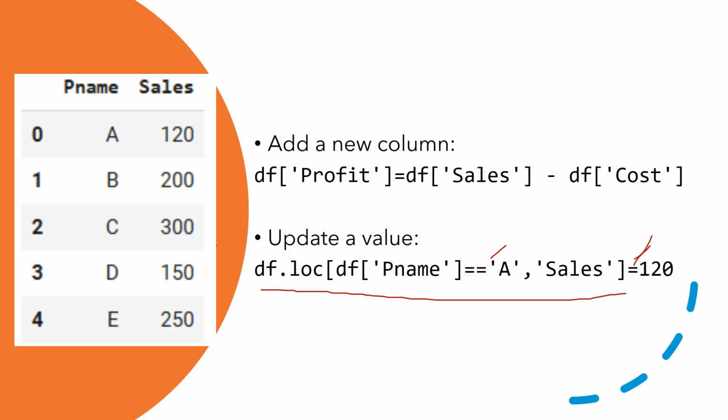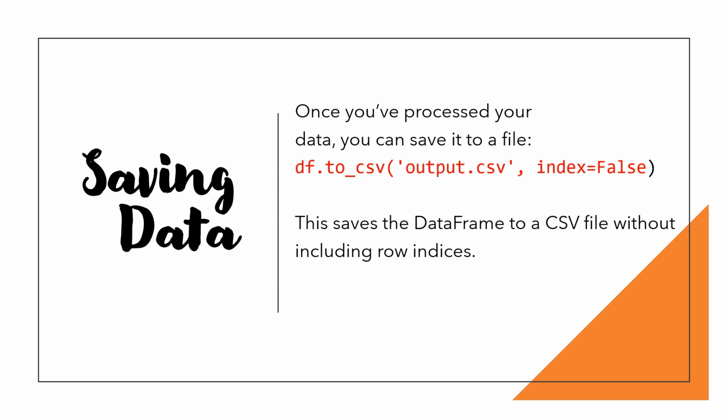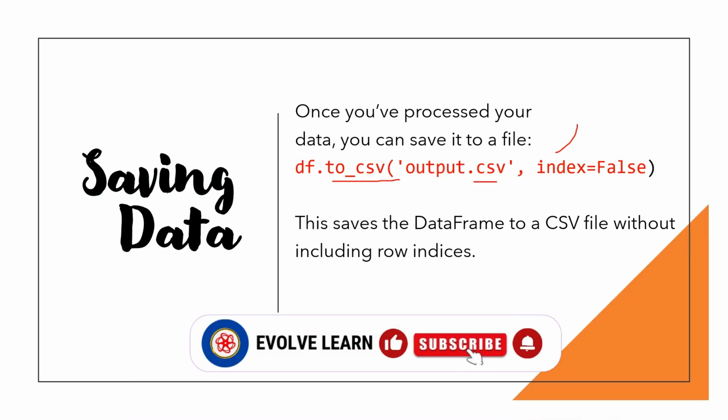Lastly, let's know how to save data. Saving data is essential as it allows you to preserve your changes for future use or sharing. The most common format for saving data is CSV. You can save a data frame to a CSV file using the to_csv method. The index equals False parameter ensures that the row index is not saved to the file.